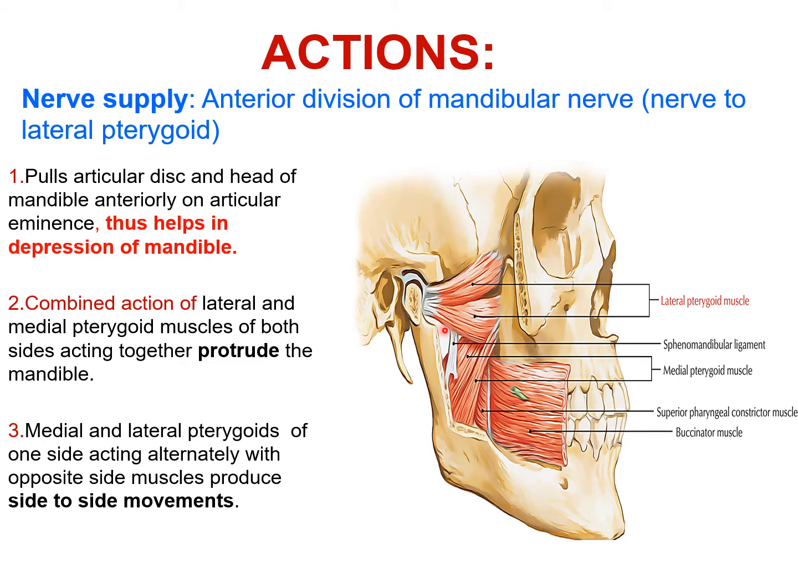The combined action of lateral and medial pterygoid muscles of both sides acting together causes the protrusion of mandible. It moves the mandible forwards. For side-to-side movements of the lower jaw, the medial and lateral pterygoid muscles of one side act alternately with the opposite side muscles, thereby causing side-to-side movement.